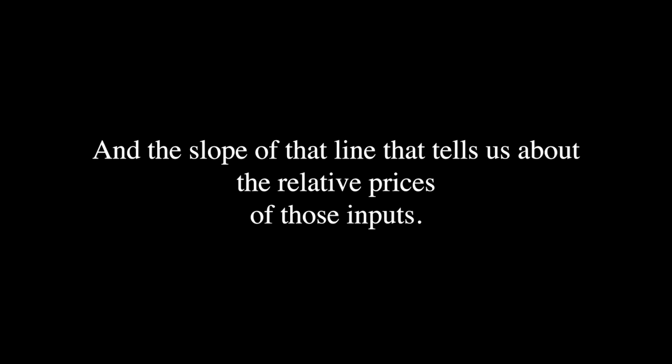Right. It's like setting a budget for our construction project, and then figuring out all the different ways we could spend that money. That's a great way to think about it. And the slope of that line tells us about the relative prices of those inputs. For example, let's say power tools suddenly become much cheaper. That isocost line is going to shift.